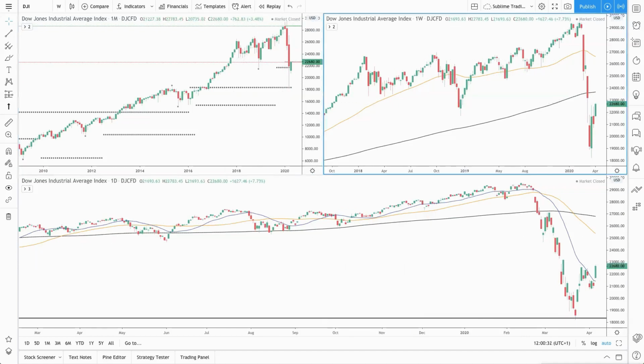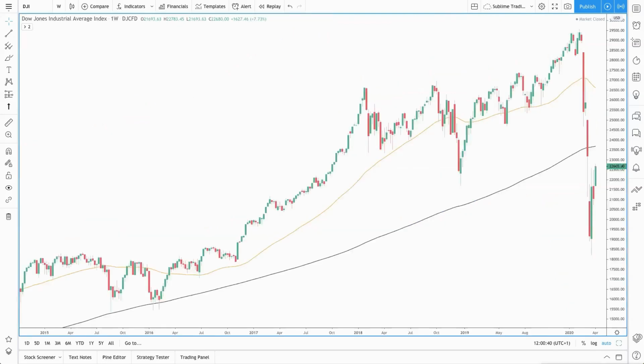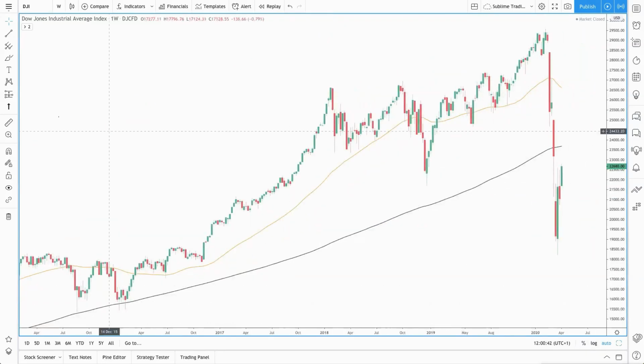If we move across to the weekly time frame, we can see this bullishness coming in. Price is still below the 200 moving average and the 50 simple moving average. If I open up the weekly time frame, we can see strength so far this week. So this is Monday's price action of just over 5%.